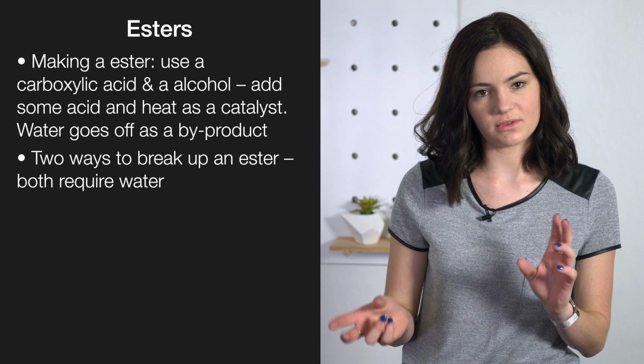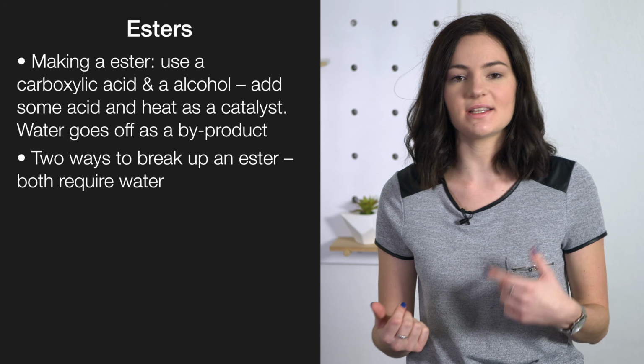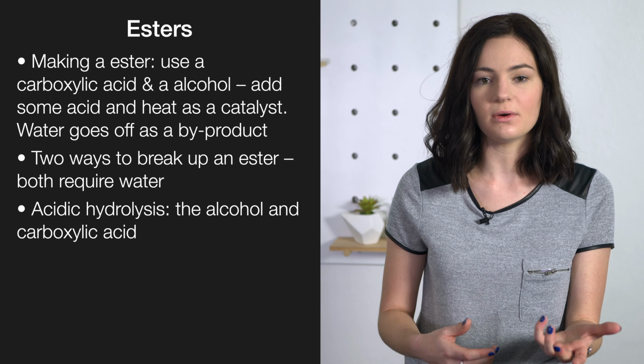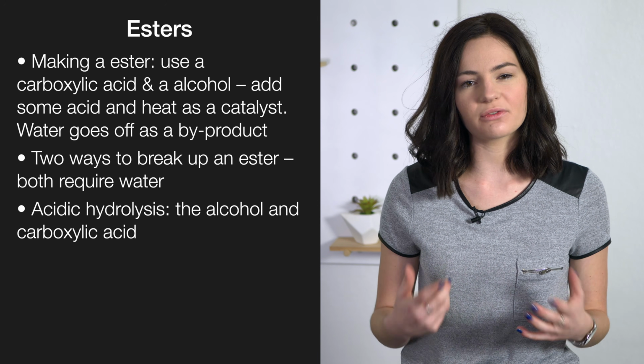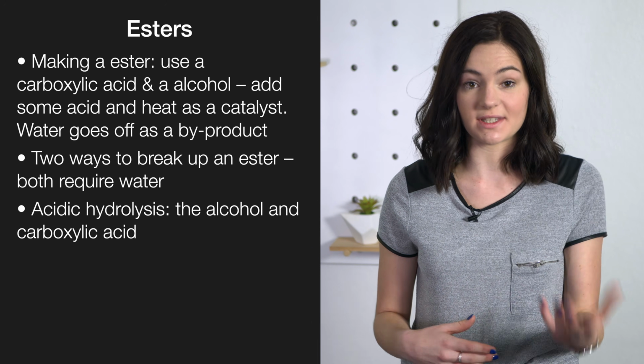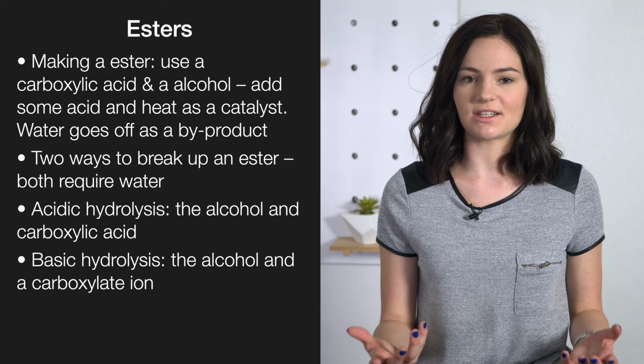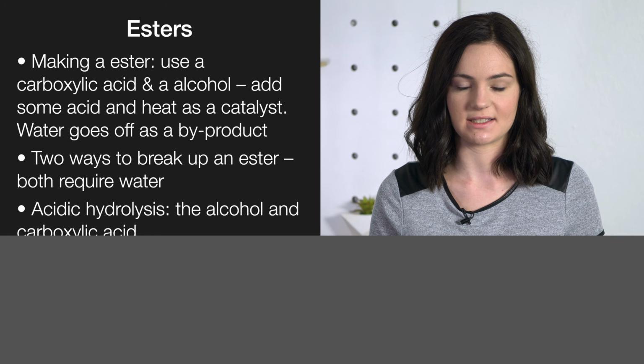However, there are 2 different types of hydrolysis. There's an acid hydrolysis and a basic hydrolysis. In acid hydrolysis, you end up with the same alcohol and the same carboxylic acid. However, in basic hydrolysis, you end up with the same alcohol again, but you get a carboxylate ion, and that's essentially just the conjugate base of the carboxylic acid.